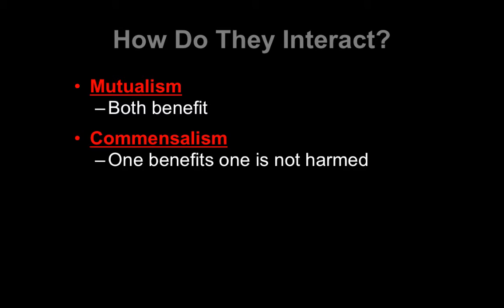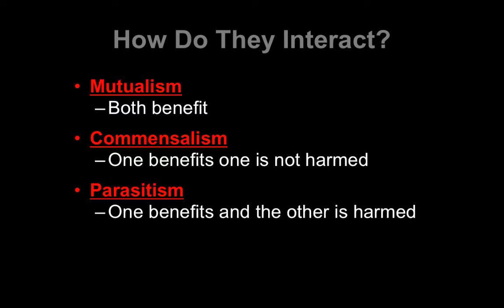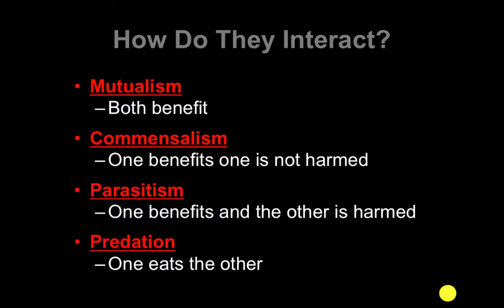Now, as a result of this, they're going to interact in a number of different ways. These are symbiotic relationships. The first of which is mutualism, which means that both of the organisms benefit. Commensalism means that one benefits and the other is not harmed. We have parasitism, so a parasite, where one benefits and the other is harmed. And then we have predation, where one eats the other.